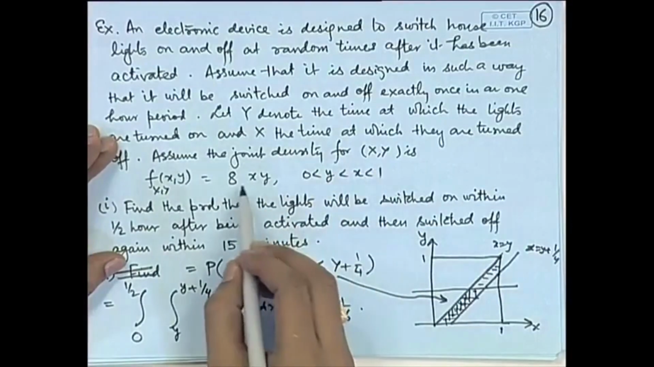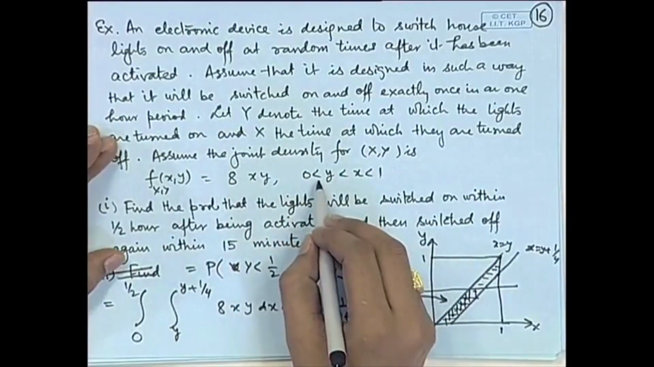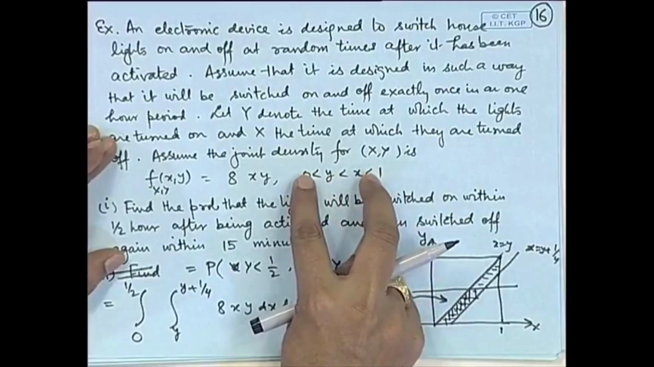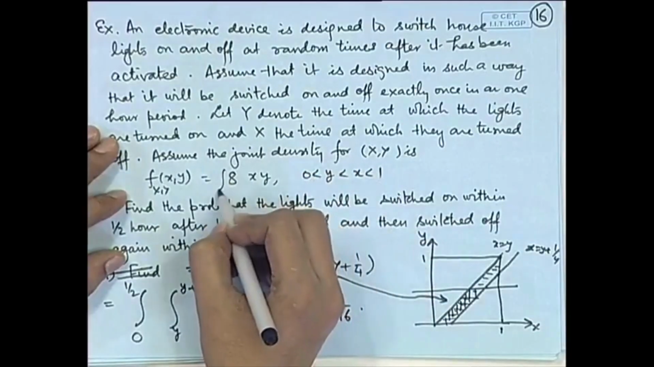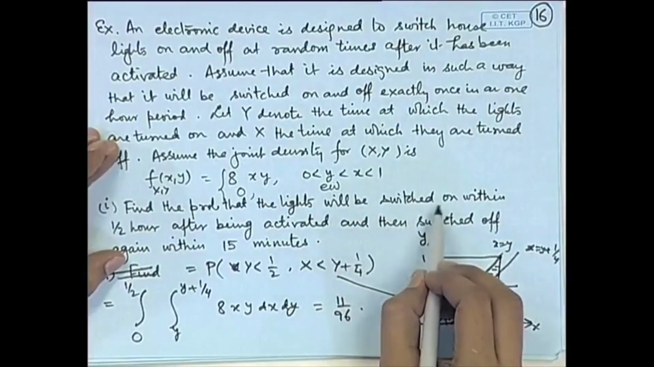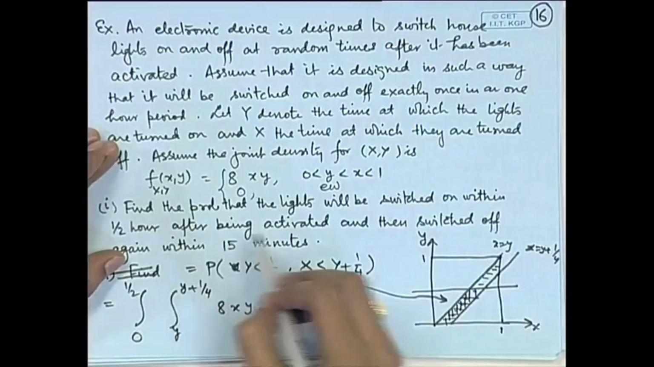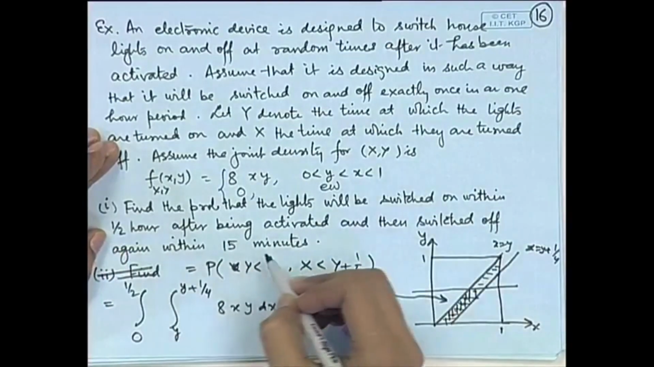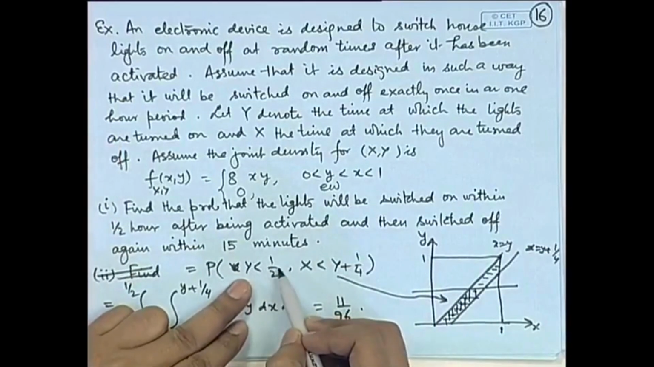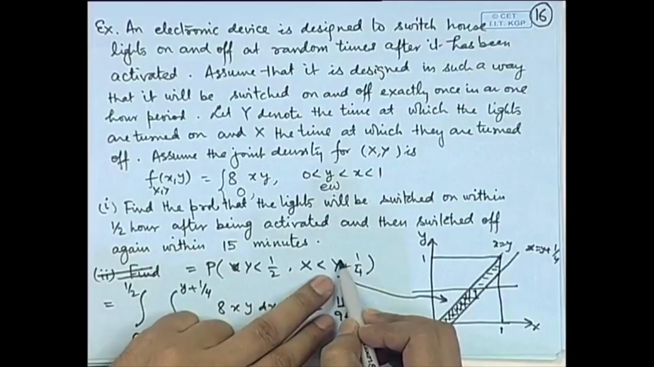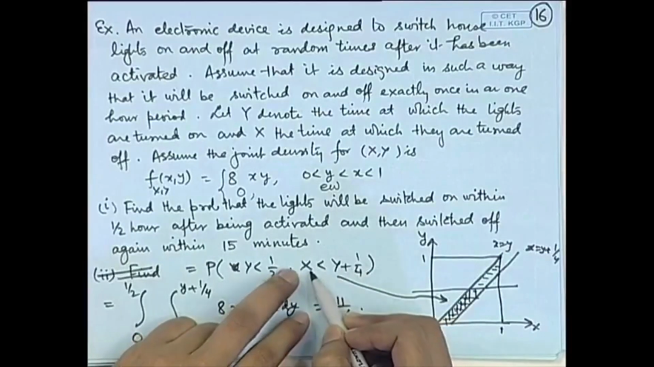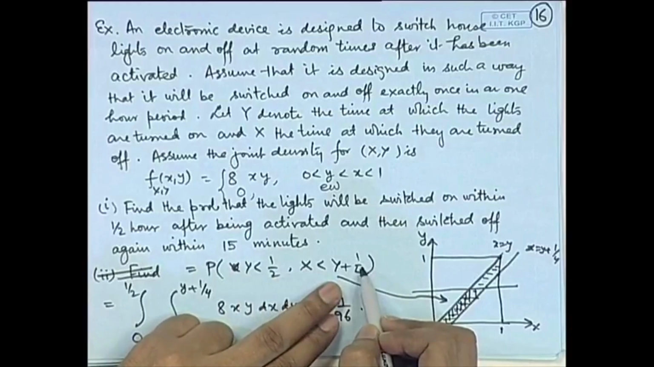and the joint density function for x y is given by 8 x y for y less than x, and of course, since we are considering only a 1 hour period, both will lie between 0 and 1, and it is 0 elsewhere. What is the probability that the lights will be switched on within half hour after being activated and then switched off again within 15 minutes? That means, what is the probability that y is less than half and x is less than y plus 1 by 4, because within 15 minutes of getting on it should be switched off. So, x must be less than y plus 1 by 4.